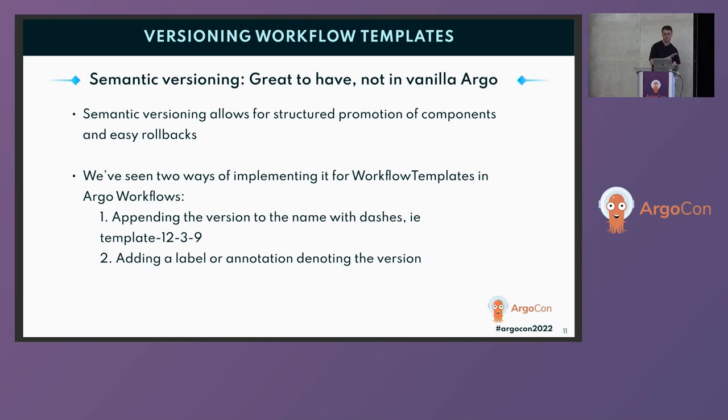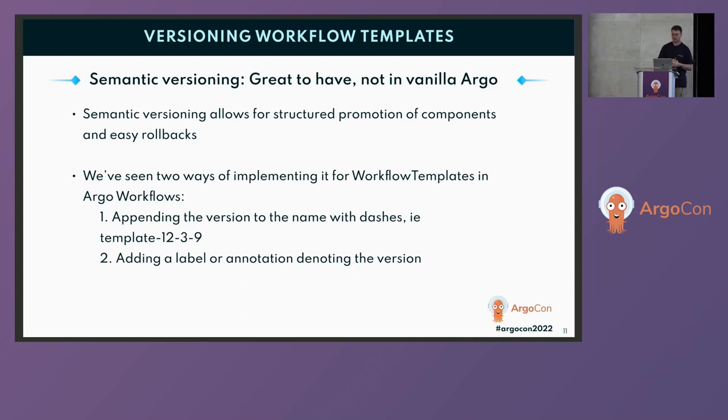Real quick, before I get into the demo, I want to talk about semantic versioning. I'm sure everyone's, quick show of thumbs, everyone familiar with what semantic versioning is? Yes, love to see that. So they're great to have, but they're not available in vanilla Argo Workflows. So Docker images can be semantically versioned, but workflow templates cannot be.